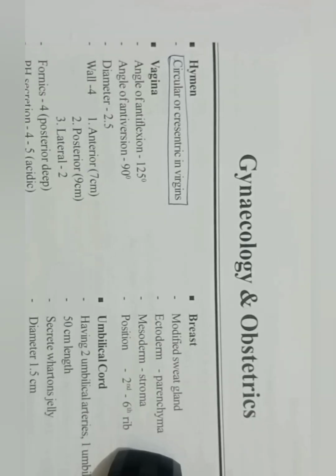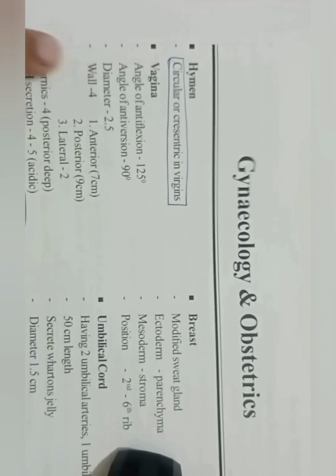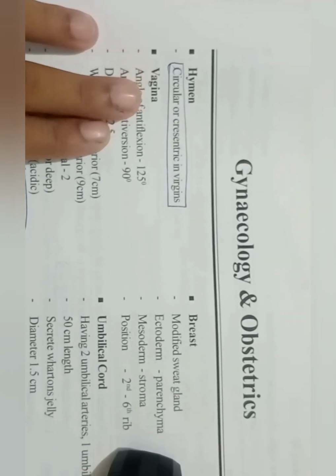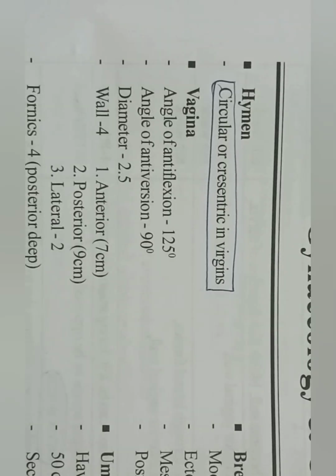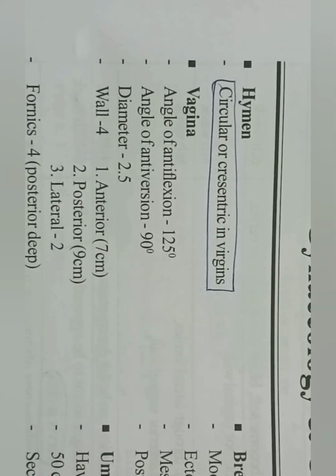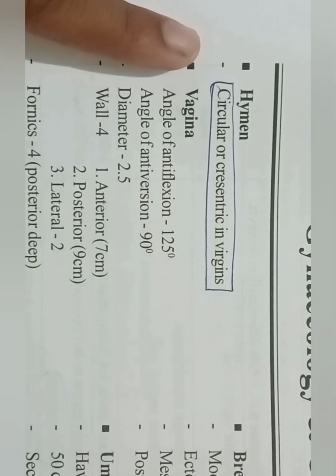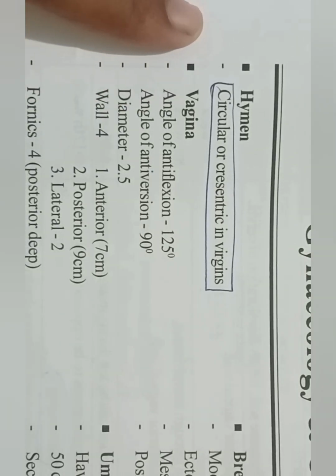Today we are discussing AIAPGET Gynecology and Obstetrics modern topics. First we discuss the hymen, circular or concentric in virgins. The hymen is present in virgins, but it is not compulsory that every virgin woman or girl should have a hymen. The hymen doesn't define virginity.